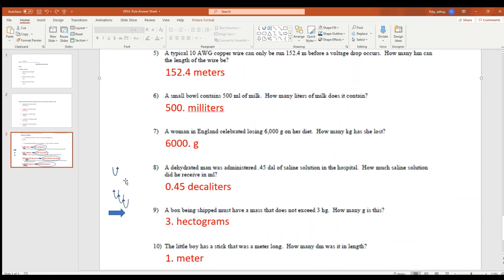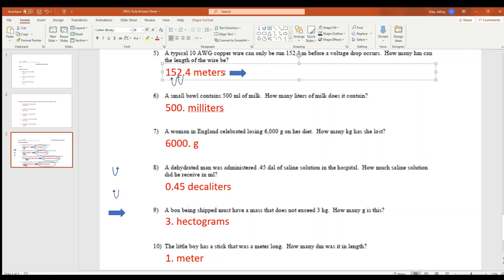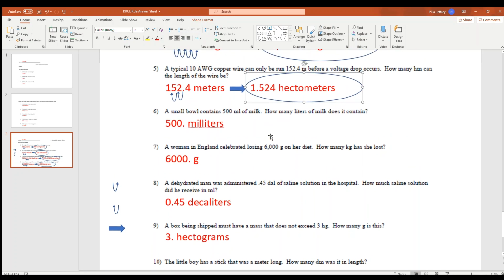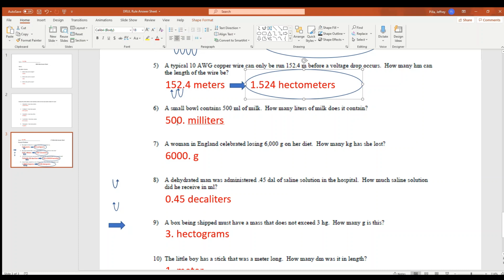So we are going to move our decimal to the left 2 times. And we come up with a final answer of 1.524 hectometers. All right. You got that? All right.